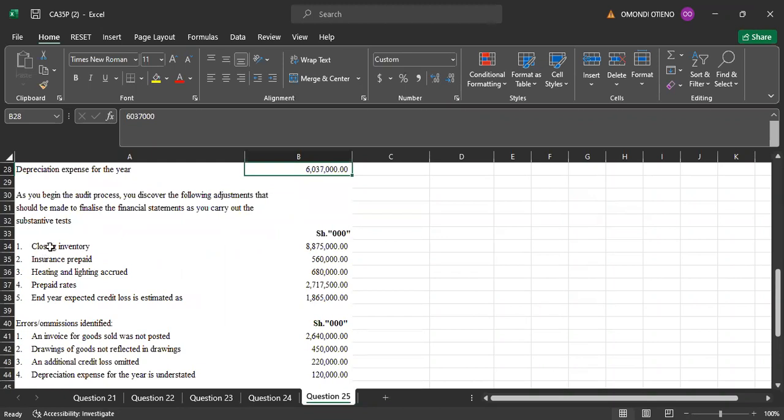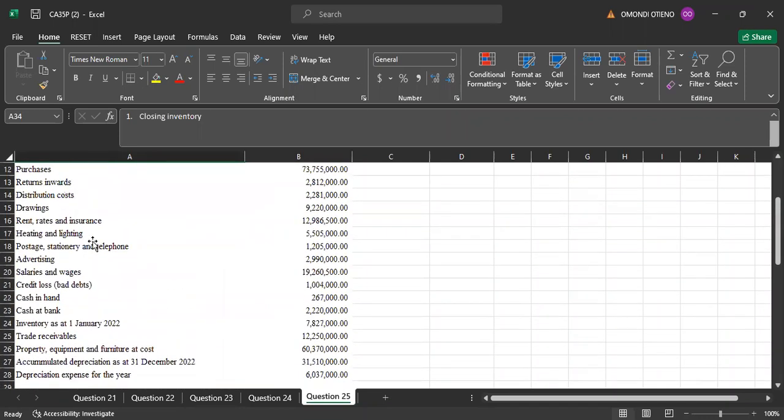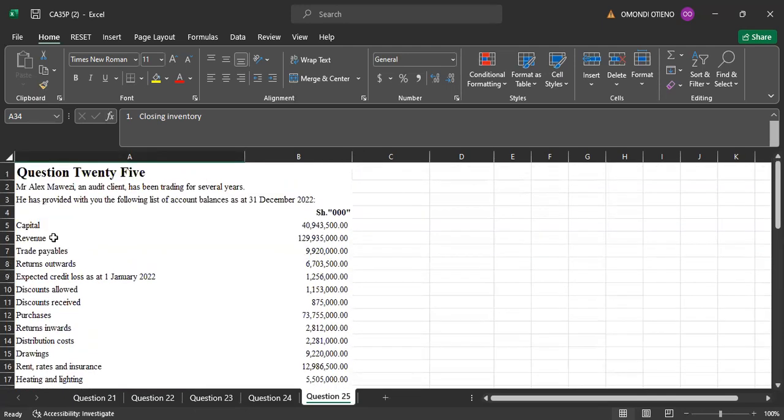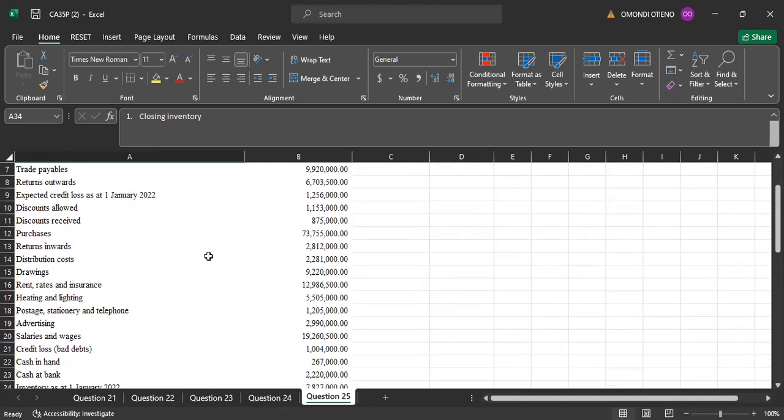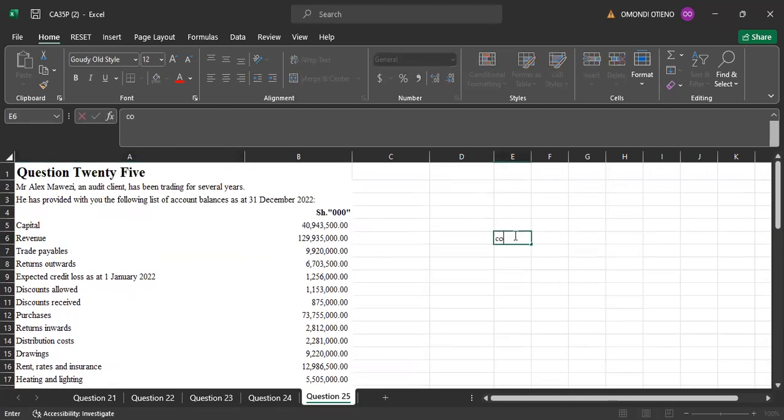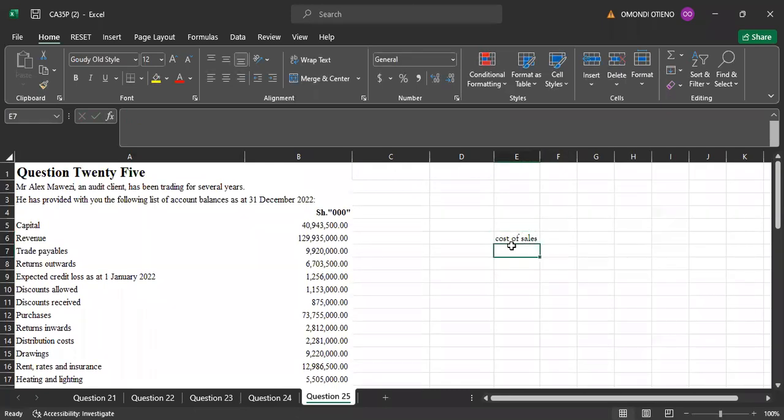Then if you look at these other expenses, we have closing inventory. Of course, we know how to use it. For us to get cost of sales, it will be opening stock, that's opening inventory provided up here. Then let me just show you that. So if you want to get cost of sales, we are going to have our opening stock. Then we add purchases.